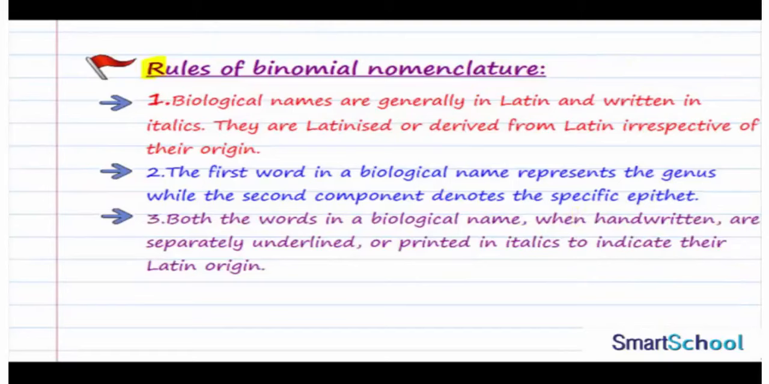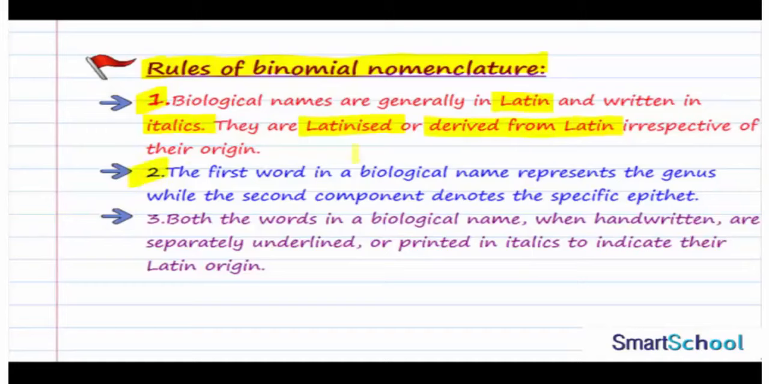We'll now study what are the rules of binomial nomenclature. The very first rule is biological names are generally in Latin and written in italics. So the names are in Latin and they are written in italics. They are Latinized or derived from Latin irrespective of their origin. So irrespective of where the origin of the organism is, the names are Latinized or derived from Latin.